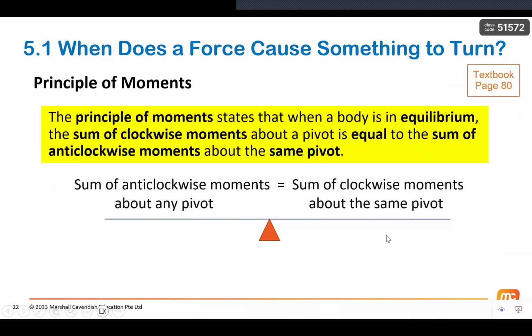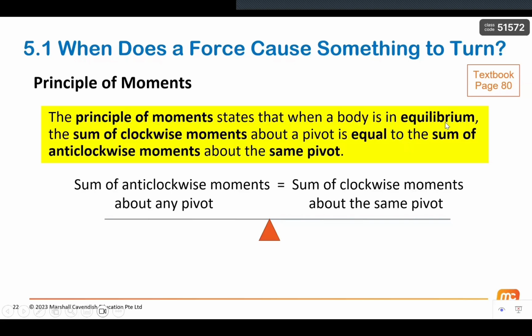Okay, so in the theory part, the principle of moments, in short, we call it the POM. It states that when a body is in equilibrium, the sum of the clockwise moments about a pivot is equal to the sum of the anti-clockwise moments about the same pivot. Okay, so the words in bold are important. You need to know the meaning. And in exam, these words in bold must be present if they ask you to state the principle of moments. It's a definition question. So it states that when an object is in equilibrium, equilibrium means that it's balanced, it is not moving, it's stationary.